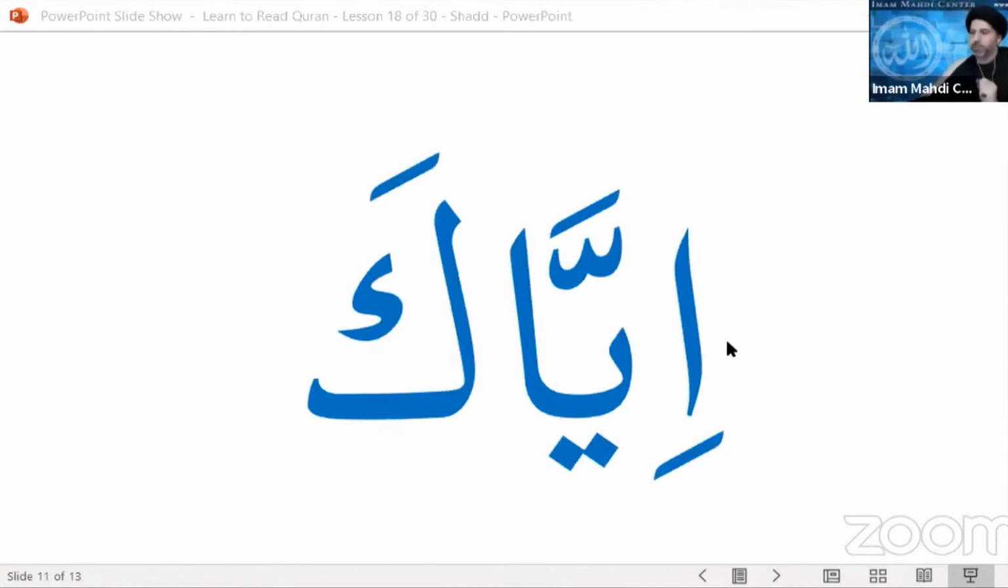MashaAllah. Our next word. Here we have an alif with kasra, then we have a ya with shad. So now what do we do here? We have to say the long vowel on the alif. We say e, e, because there's kasra and ya. So we say e, and then the ya itself has a long vowel. It has a fatha and alif. So we have to say ya.